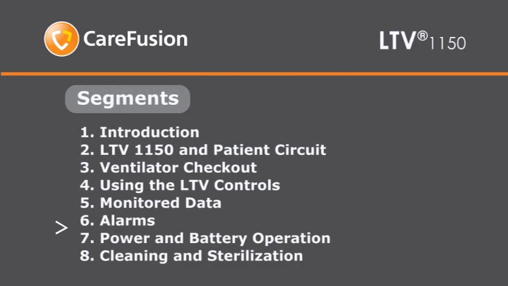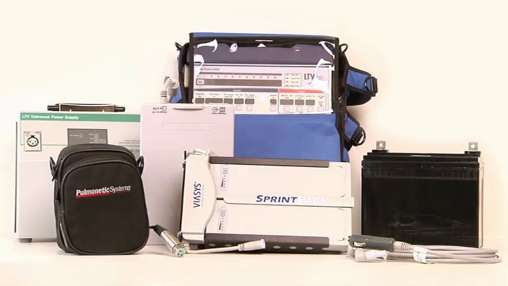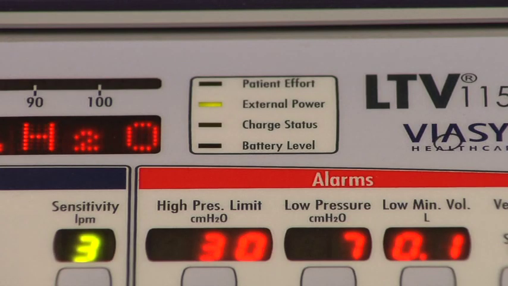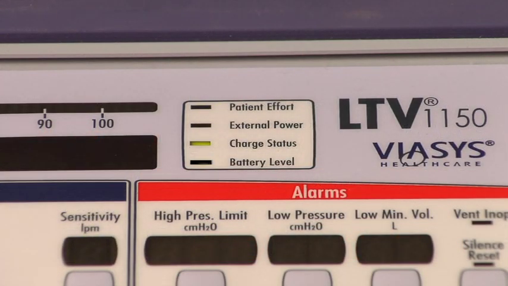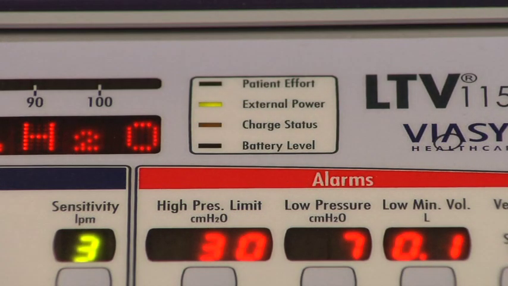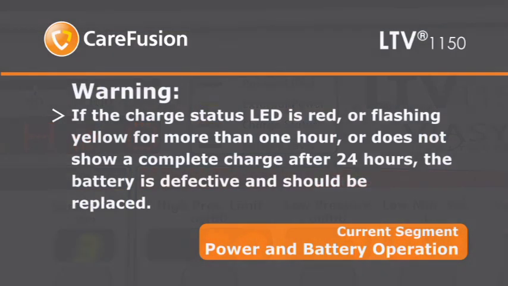The LTV is designed to run on an external AC power source, an external battery, an external DC power source, or its internal battery. When the ventilator is connected to an external power source, the ventilator's internal battery is continuously charged. The charge status LED is illuminated green when the internal battery is completely charged. If the charge status LED is red or flashing yellow for more than 1 hour or does not show a complete charge after 24 hours, the battery is defective and should be replaced.